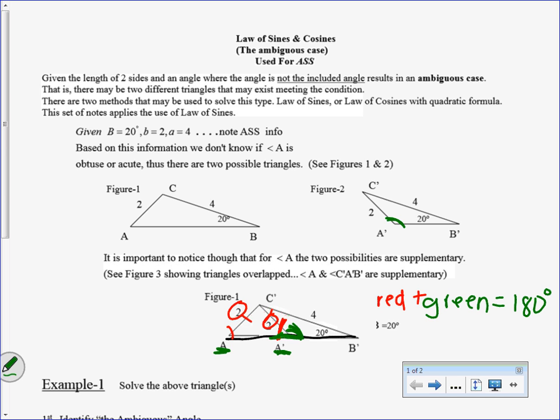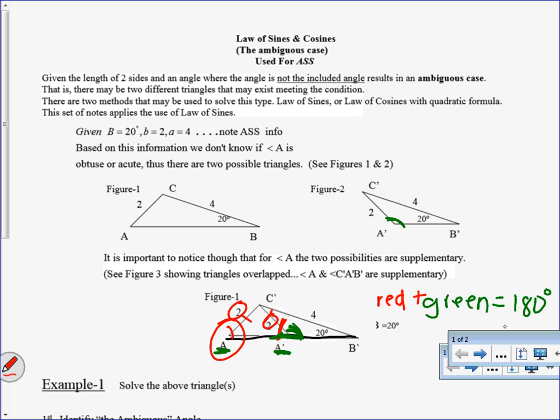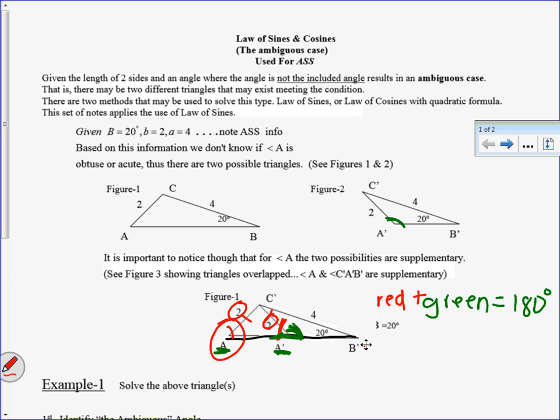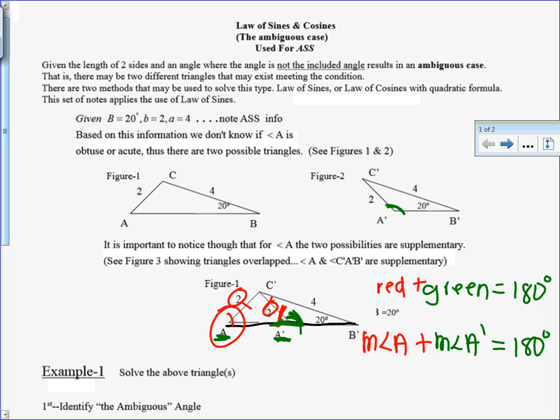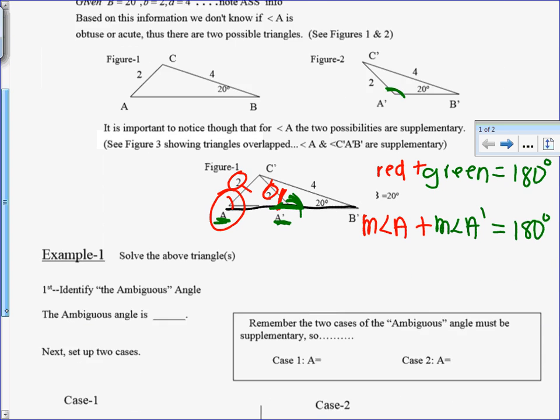So if red plus green equals 180, isn't this angle also red? So that means that red angle A, so the measure of angle A, plus that green angle, that was called A prime, the measure of angle A prime, is equal to 180 degrees. Okay, we have to remember that because that's how we're going to figure out the two different triangles, or if there are two different triangles that exist. So in our first triangle, we will have an angle. And then to get the angle in the second triangle, we will subtract it from 180 to see if it exists.